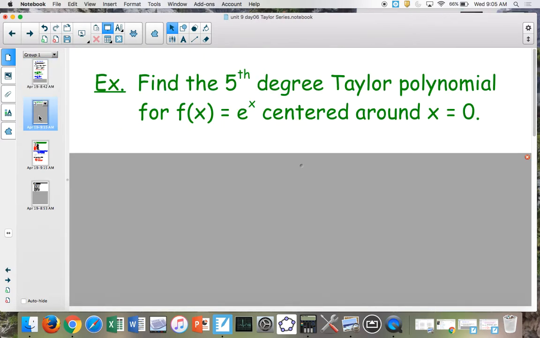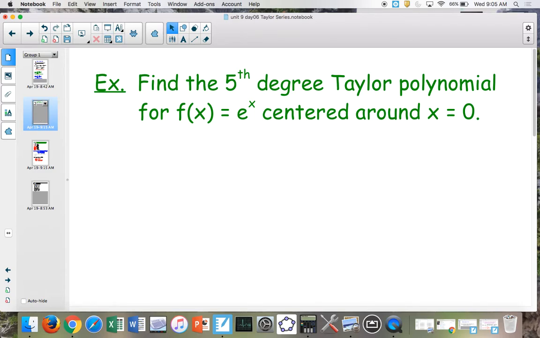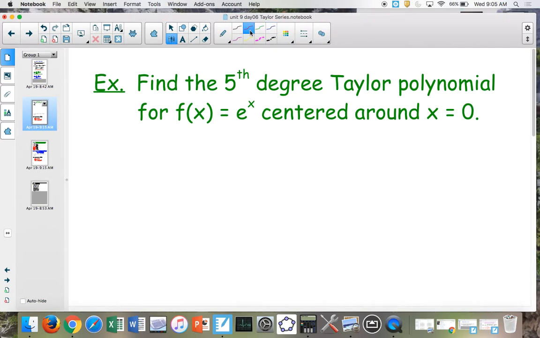Let's try and find a fifth degree Taylor polynomial for the function e to the x, and let's center it around 0. So the first thing you always need to do is start calculating derivatives up to that degree. Now e to the x is going to be very simple because it's its own derivative. So I start with my function, and I'm going to evaluate it at 0.